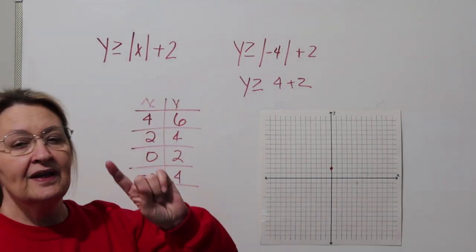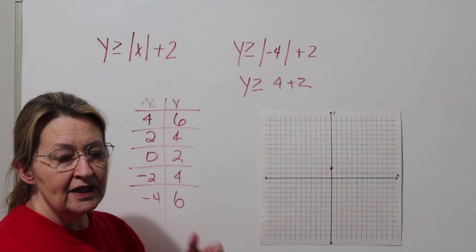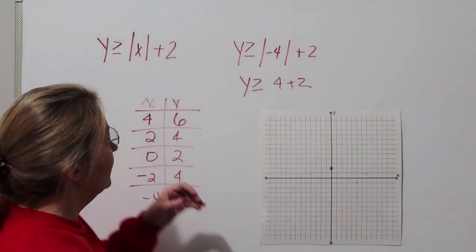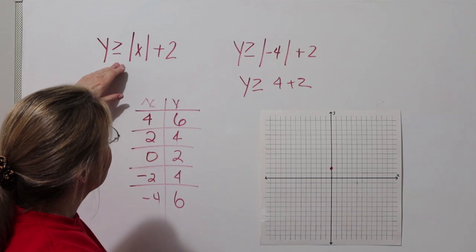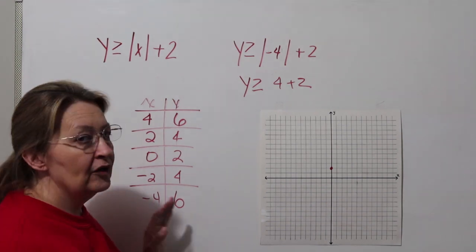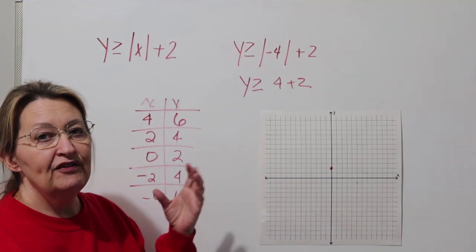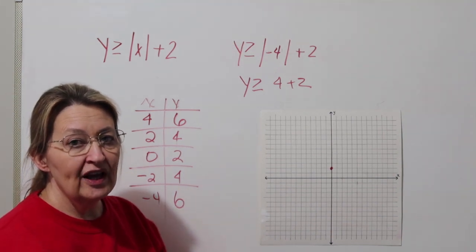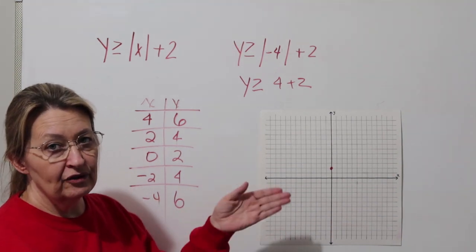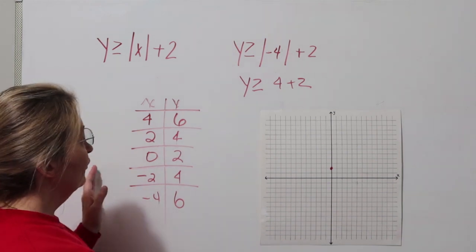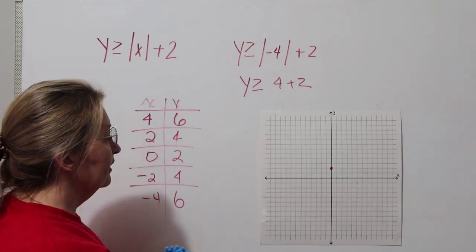Now this is one thing that is different with an inequality than with an equation. If this is less than or equal to or greater than or equal to, you use solid lines on your graph. But if it's just less than or greater than, you're going to use a dotted line or a dashed line. So for this one, we're going to use a solid line.